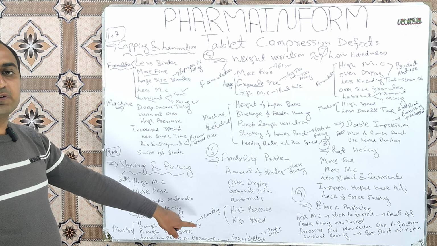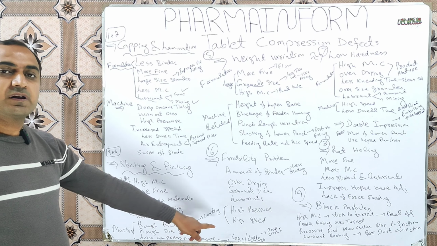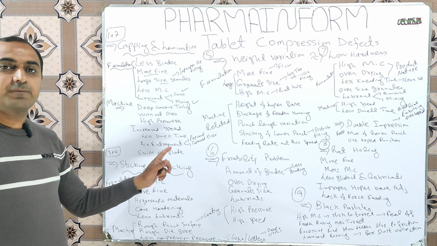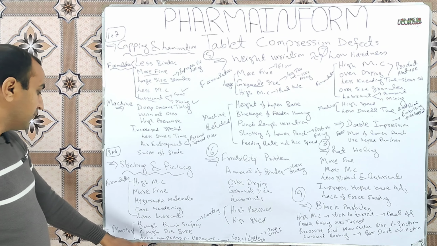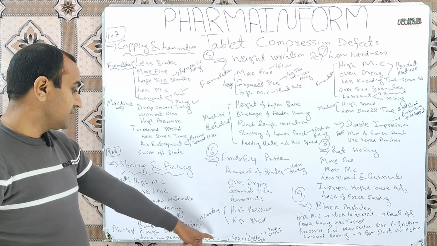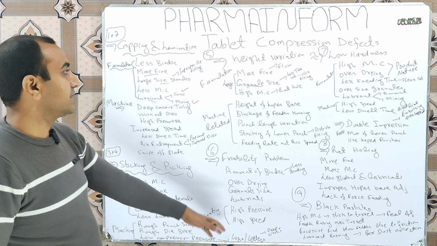A rough punch surface may result in sticking and picking, use properly chrome coated punches; rough die bore may result in sticking and picking, use new dies for it; low compression pressure, increase the compression pressure. If logo and letters are very close and deep, it will result in sticking and picking.